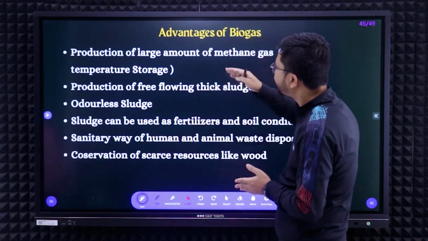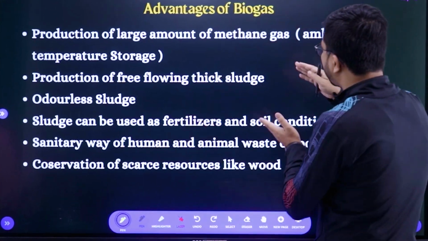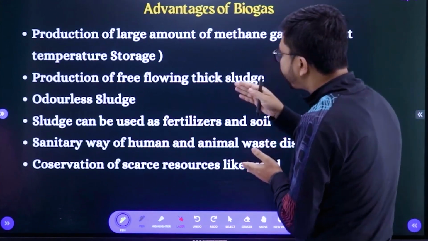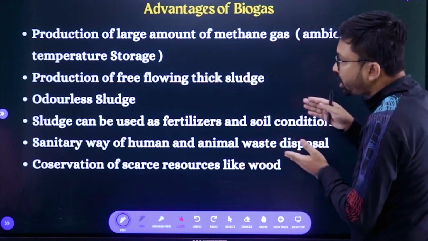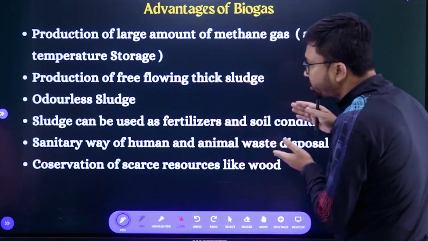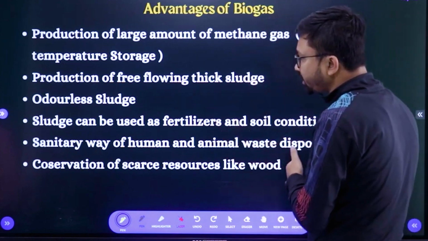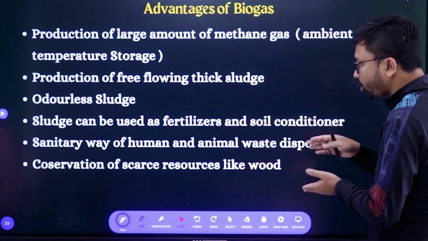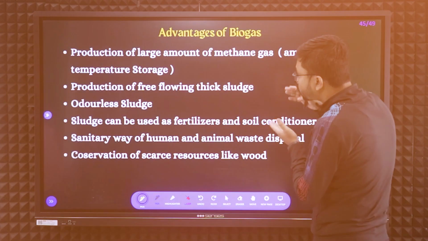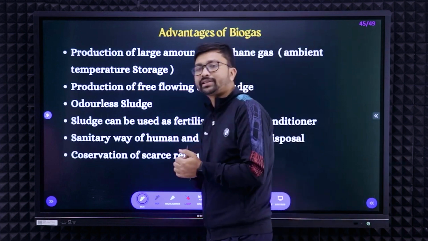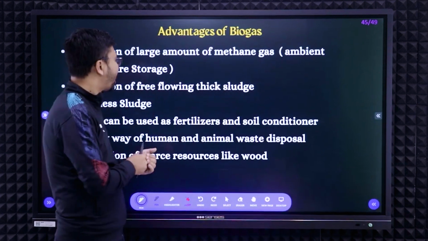Now in more detail, biogas involves production of a large amount of methane gas, and produces a free-flowing, thick and odorless sludge, and the sludge can be used for fertilizers and the conversion of scarce resources. So those are the advantages of biogas.